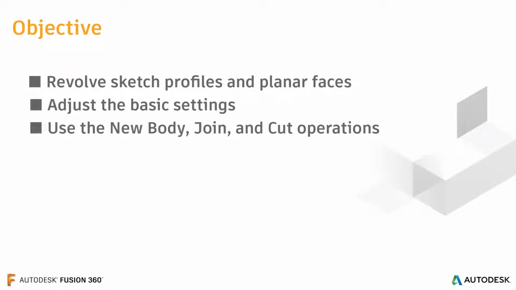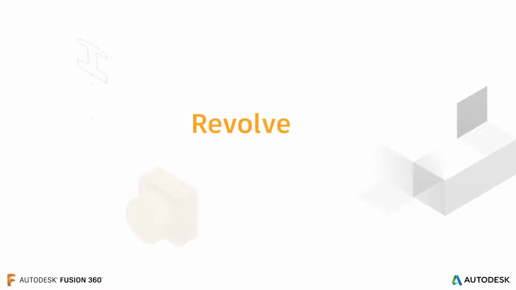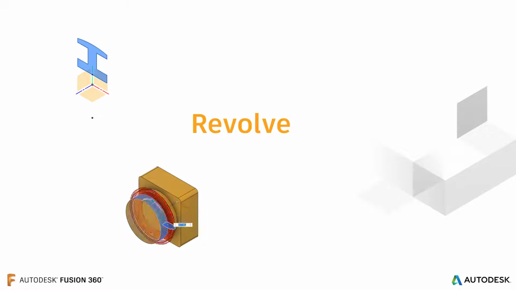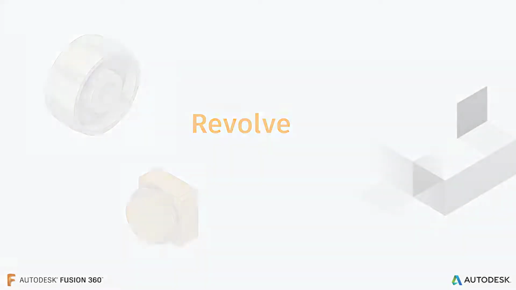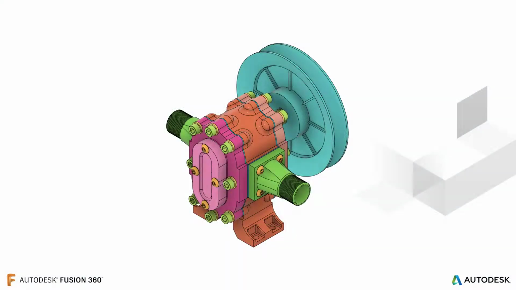In this video, you will learn how to use the Revolve command to create solid bodies from sketches or planar faces in Fusion 360. In the Design workspace, the Revolve command adds rotational depth to your sketch profile or face on an existing body. Revolve can create new solid bodies or add and subtract material from existing solid bodies. Revolve can create complex cylindrical shapes in one step.